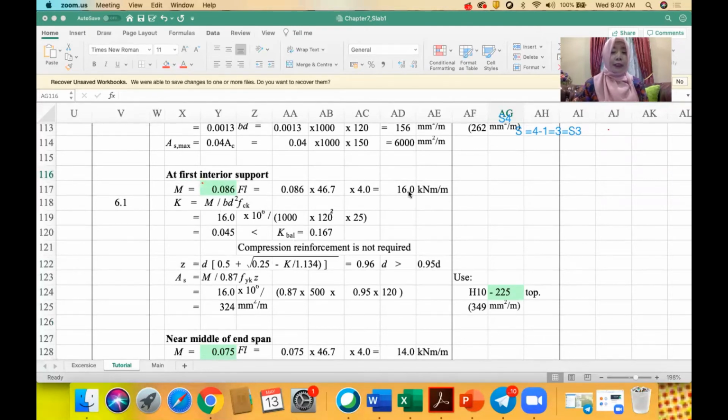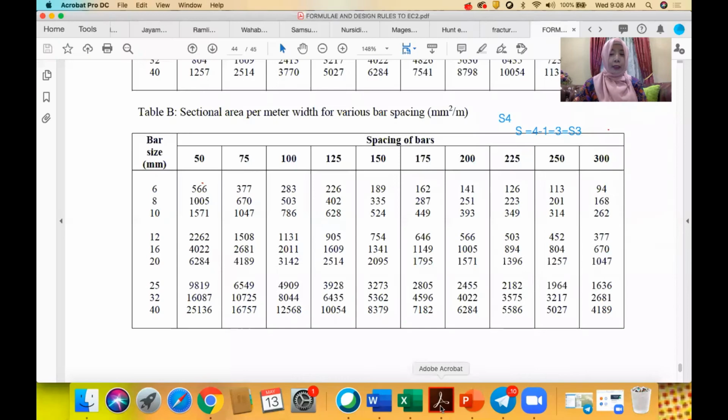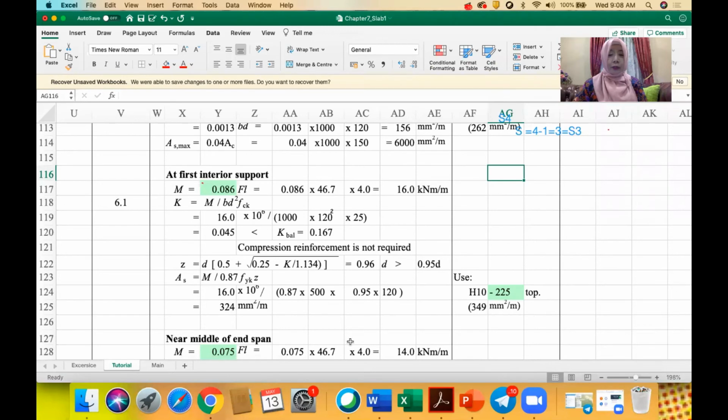We have 16. Remember the B is 1000. The method is similar with the beam, except here B is 1000, and the area that you have here must be per meter, because we design as 1 meter width. So you got H10 225, 349, you base here, 324 is greater than AS min and AS max. Therefore, when you look at the table here, it must be based on this value 324.